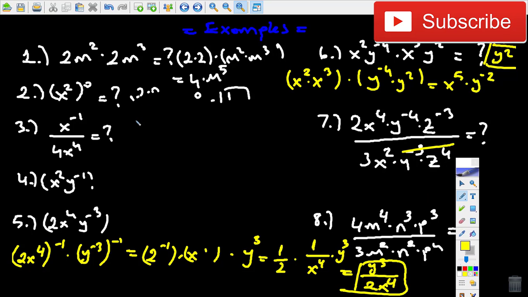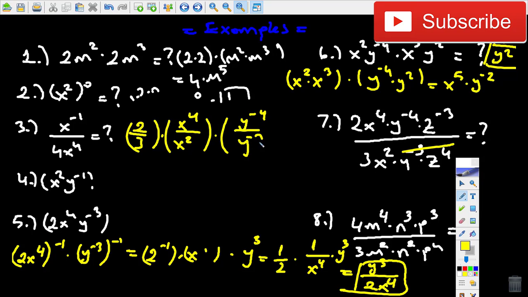So I'm going to group 2 over 3 first, times I'm going to group x to the power of 4 over x squared, times I'm going to group y to the power of negative 4 with y to the power of negative 3, times, and I'm going to group z to the power of negative 3 with z to the power of 4. Okay. So let's deal with each of them separately.